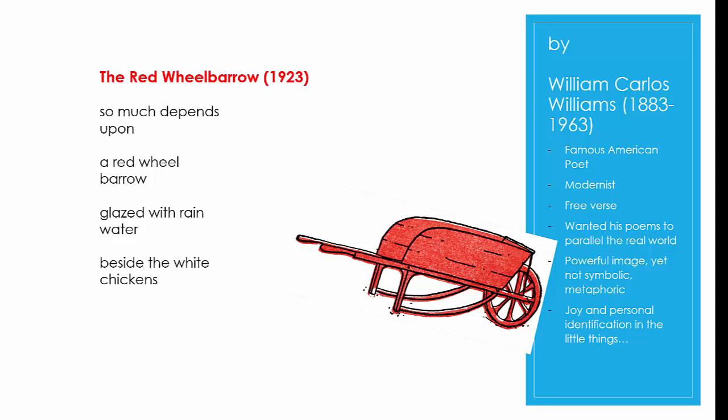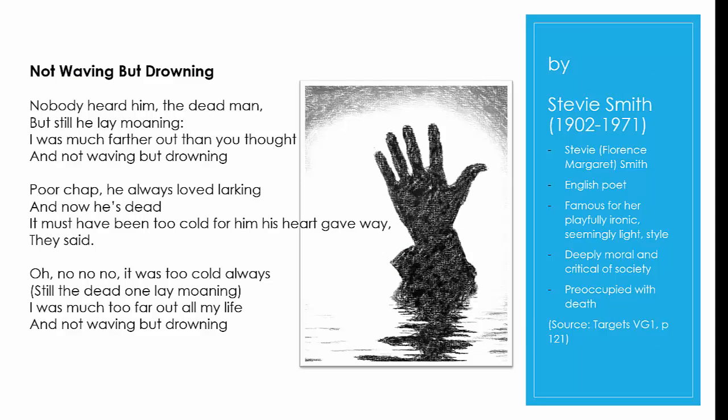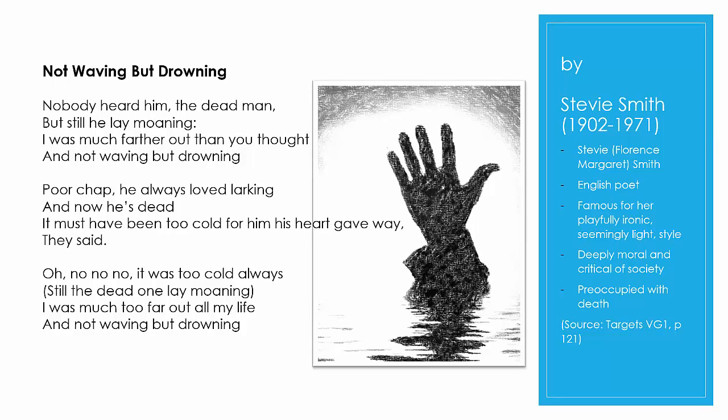The third example I'd like to show you is a poem written by a lady called Stevie Smith. Before I read this poem, there are a couple of words which I would like to explain. First, moaning. To moan means å stønne in Norwegian. A chap is a man. It's slang for a man. Larking means to have fun, å ha det gøy. To give way. His heart gave way. To give way means to give up.